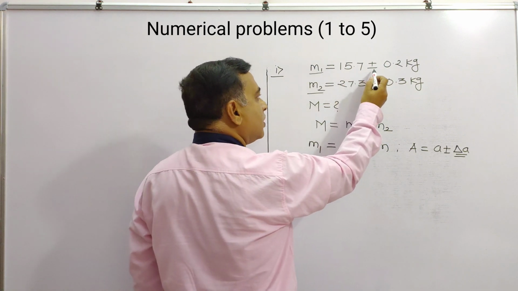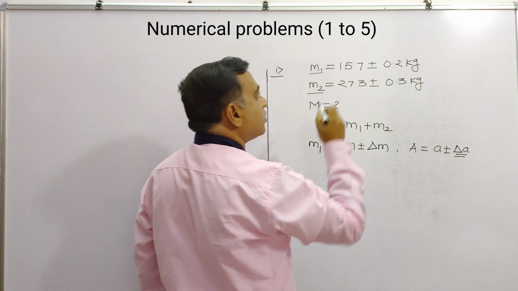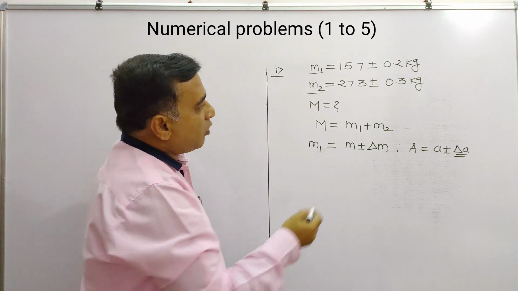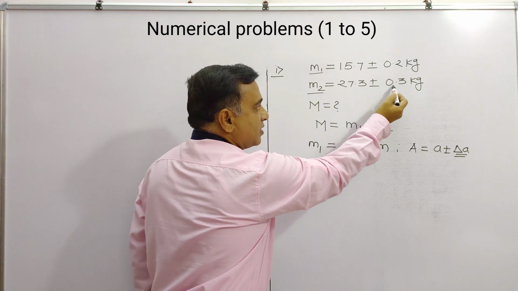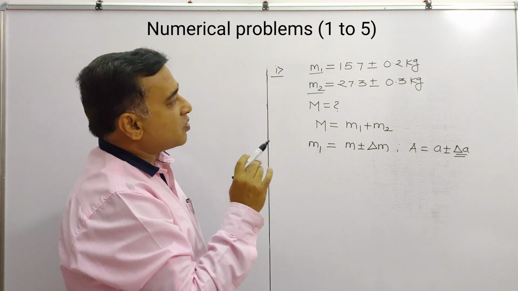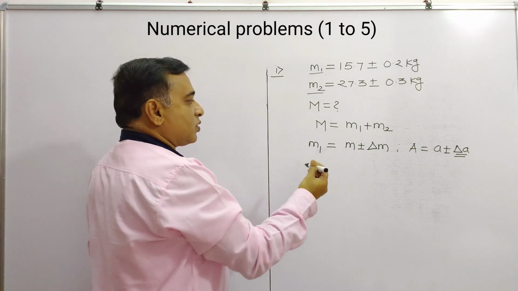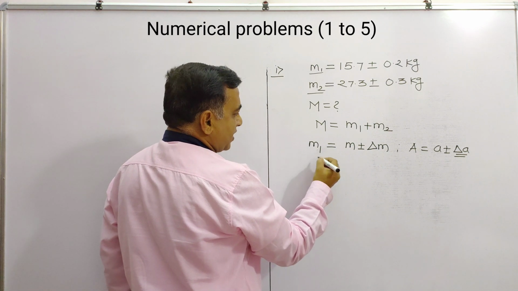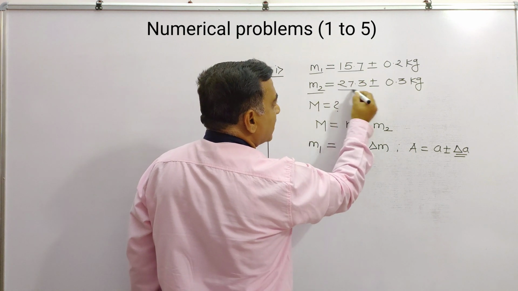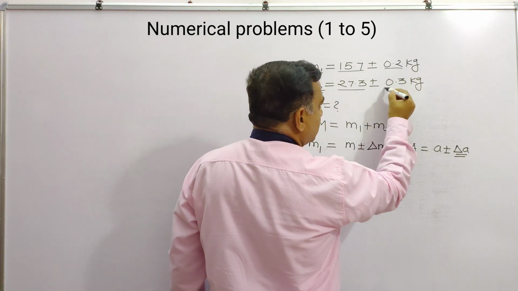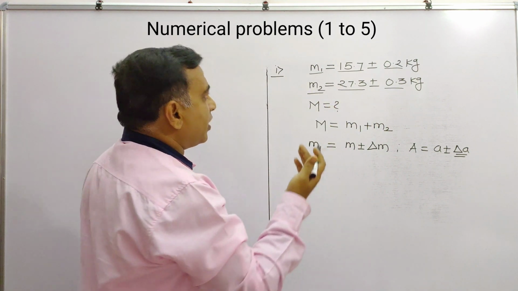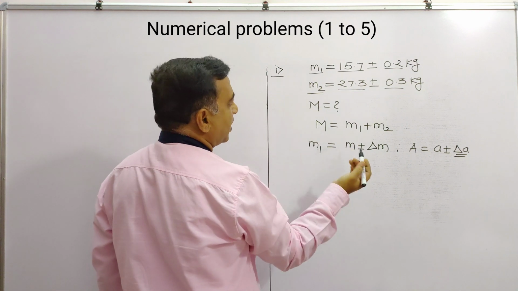Whatever the value may be, it may increase by 0.2 kilogram or maybe decrease by 0.2 kilogram. And accordingly, here it may increase by 0.3 kilogram, or decrease the value of the mass by 0.3 kilogram. So this is the example before you. So M1 is given. I am going to add these two, the actual value, and this is the error. We know that error is added. So here I am going to make a simple addition.